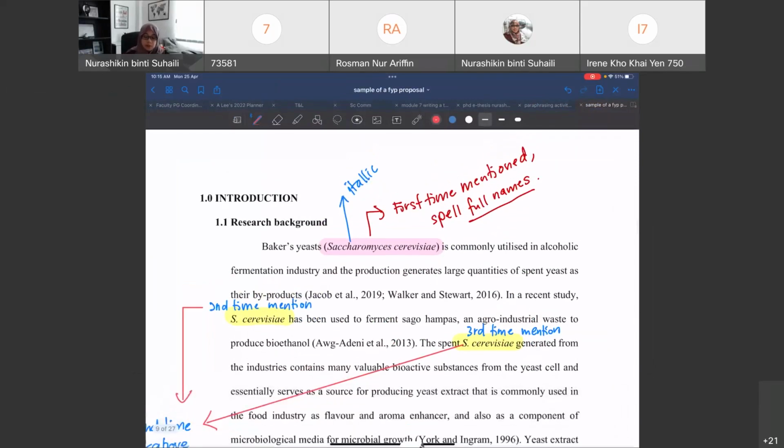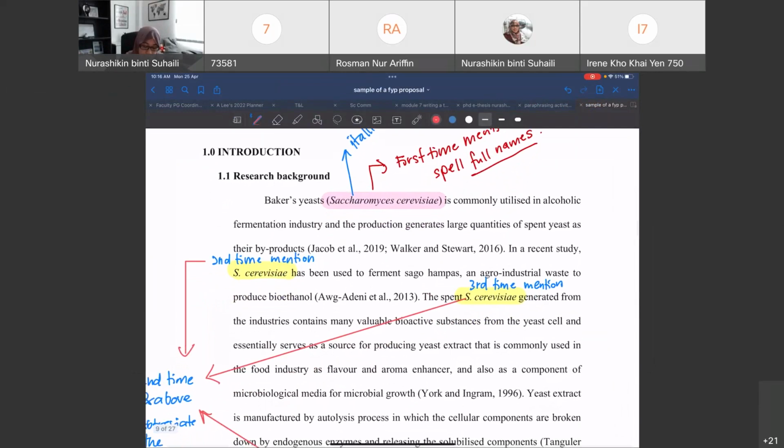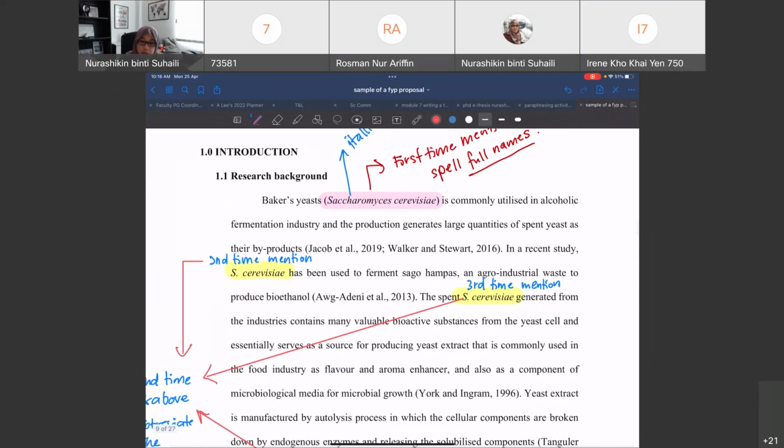Okay, so this is what I mentioned, some scientific names. The first time you mention, you write the full name, Saccharomyces cerevisiae. But the second and subsequent times you mention it, for example in the next sentence, in a recent study, S. cerevisiae has been used to ferment. So you cannot spell Saccharomyces in whole again. You have to use the abbreviated form. Okay? So this is the use of abbreviation.